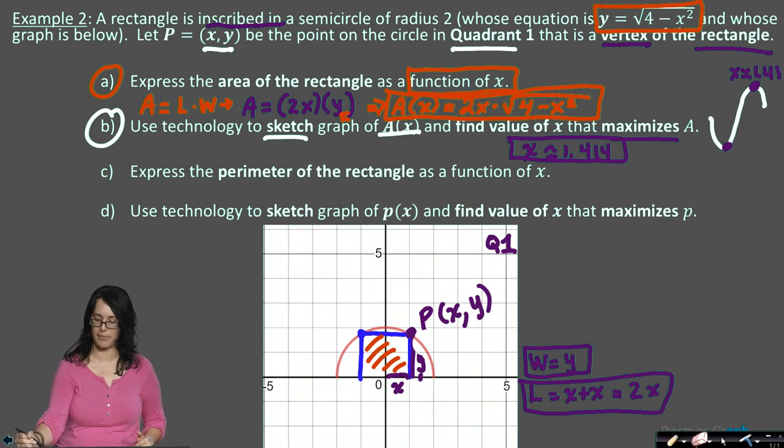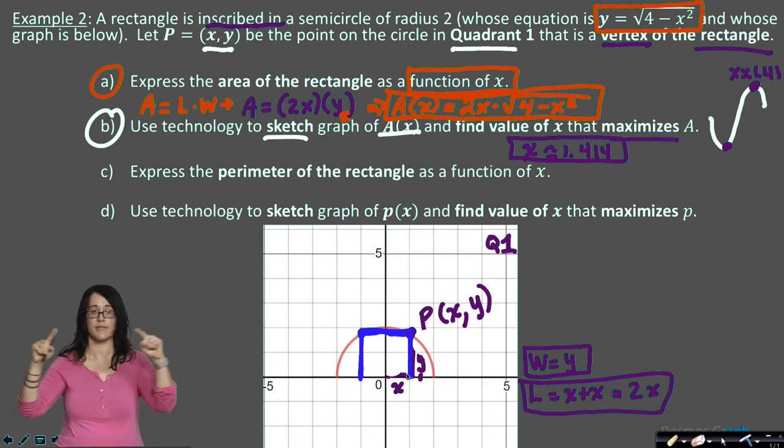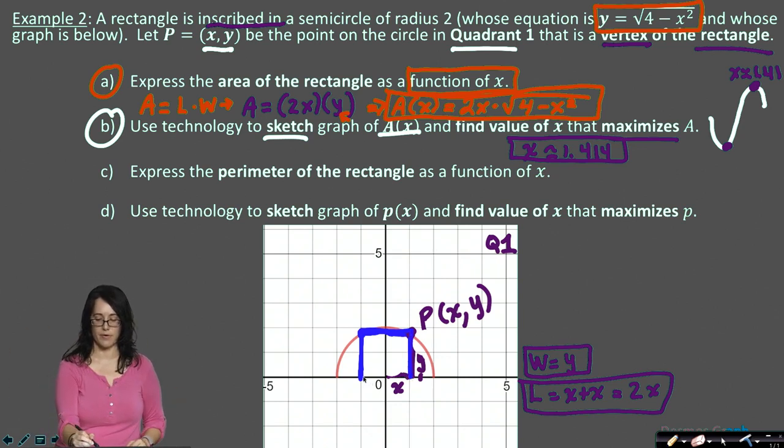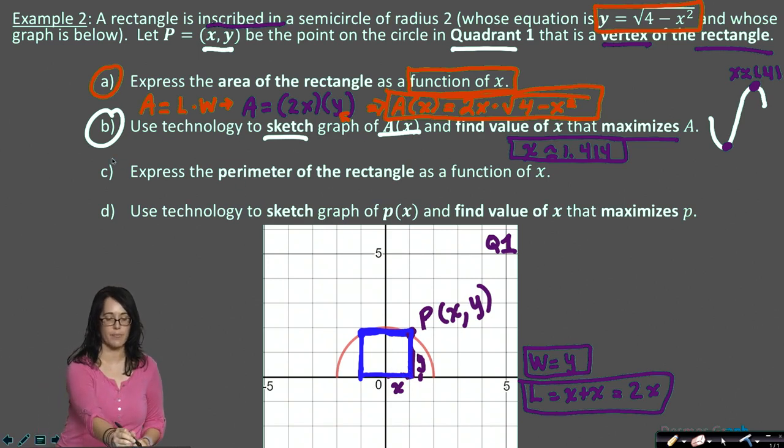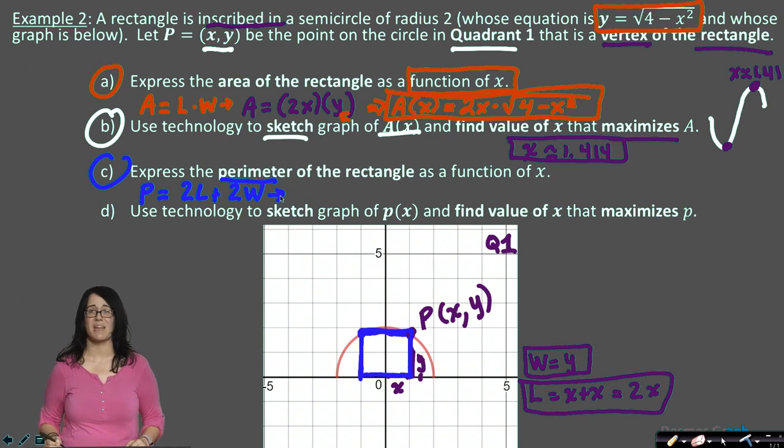If we're talking about perimeter, let me erase my area here. See if I can do that carefully. Okay, if you're talking about perimeter, then what you're really interested in is how much it would take to cover the sides of the rectangle, the perimeter of that rectangle. And we remember that for the perimeter of a rectangle, our formula is two copies of the length plus two copies of the width. So with that in mind, we know the length is 2x based on what we discussed earlier.